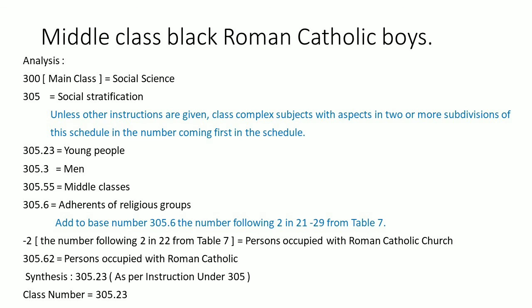within parenthesis, this bracket is called parenthesis, I have written "as per instruction under 305." Under 305 there is an instruction, that's why I have taken this notation only. The class number will be 305.23. I am telling you that in the schedule, under social stratification, there is a notation "unless", and after it you will get the example of middle class Roman Catholic boys.